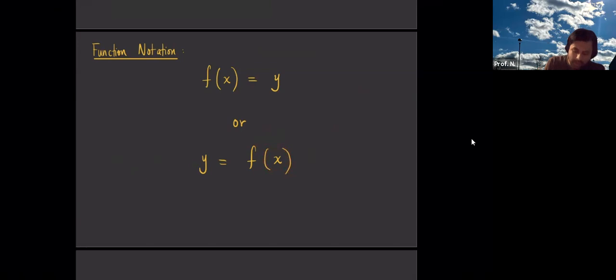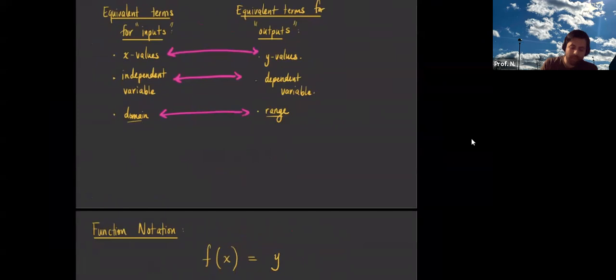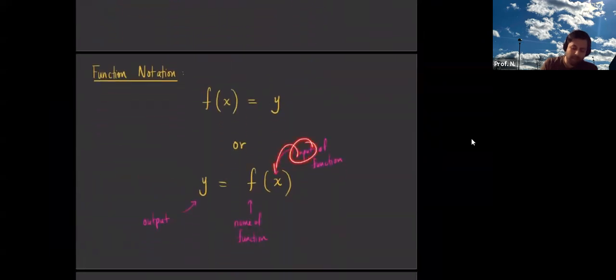In this scenario, f represents what's called the name of the function. This x here represents the input of the function. And then this represents the output. So we have the input, we have the name of the function, and we have the output of the function. Remember what we talked about: x values represent the input. The y value represents the output.